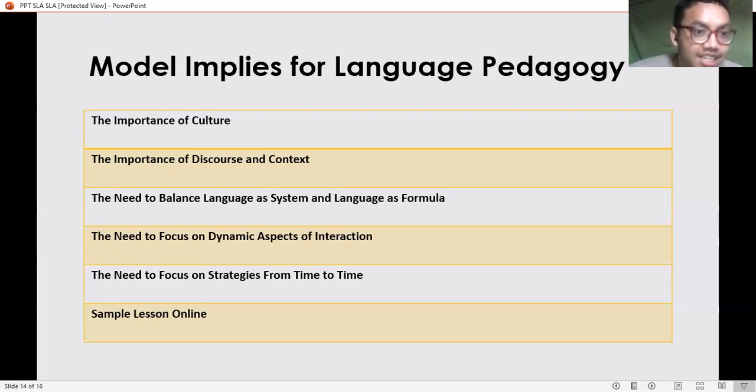So here are the model implies for language pedagogy. We have six model implies for language pedagogy. The first, the importance of culture. We all know that culture affects so much in our language. And then the importance of discourse and context. As I said before, discourse competence is really necessary in our communicative competence.